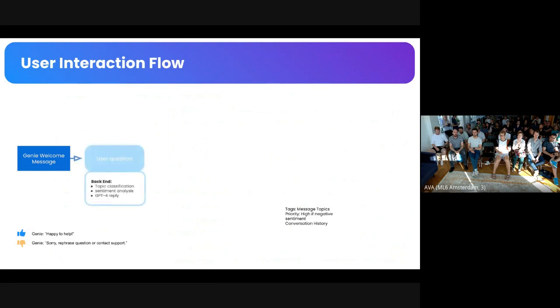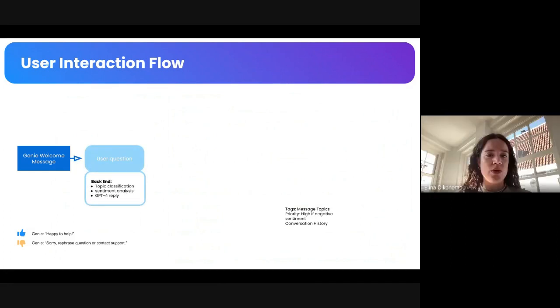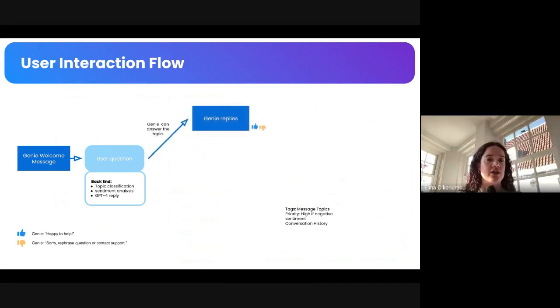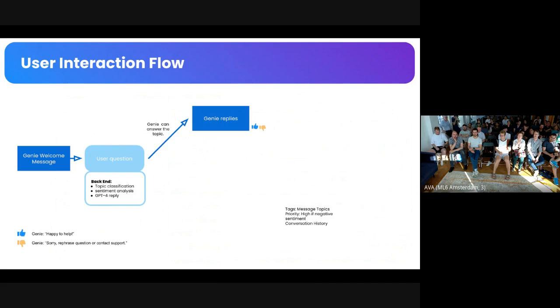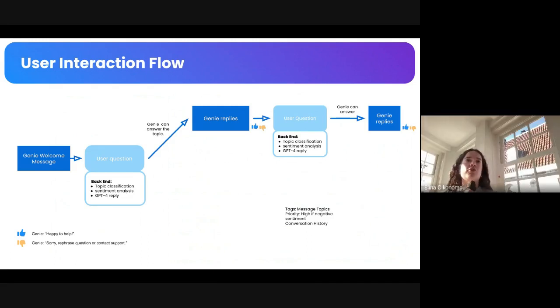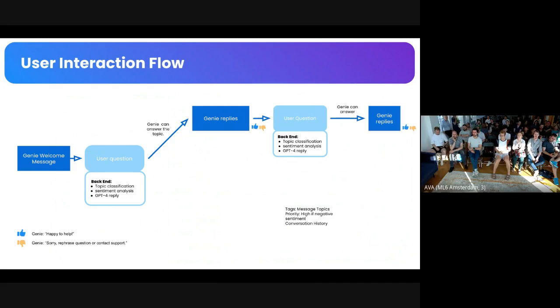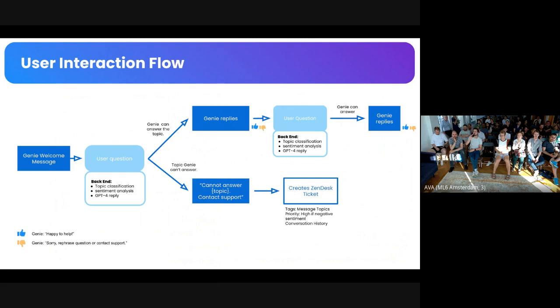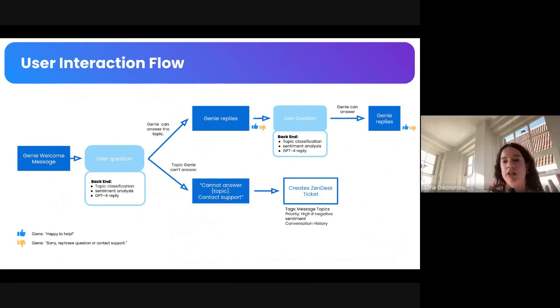All right. So what's the user interaction flow now from a user perspective? So the user sends the question, and then in the background we do the topic classification and the sentiment analysis, and we generate the reply. And if the bot can generate the reply, it just continues the conversation indefinitely. And if not, then the bot will give a reply that says, oh, sorry, I can't answer, please open a ticket.